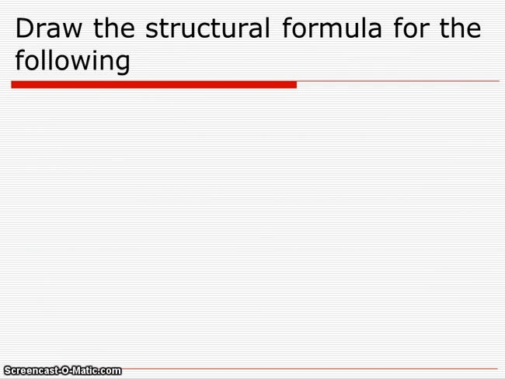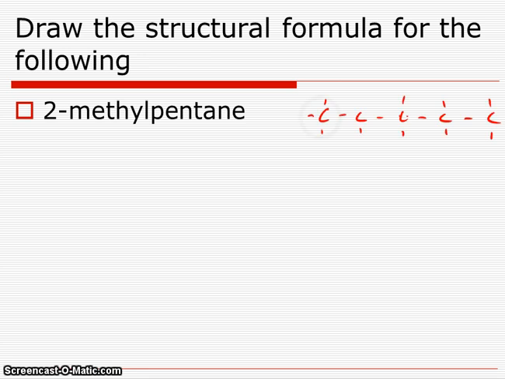So let's look at a couple of examples of branched alkanes. Okay, the first one we'll look at is 2-methylpentane. And really what you want to do is start from the end of the word and work towards the front of the word. So the suffix ane tells us we only have single bonds, or it's a saturated hydrocarbon. Pent tells us that we've got 5 carbon atoms in our parent. So we've got 1, 2, 3, 4, 5 carbons in our parent.